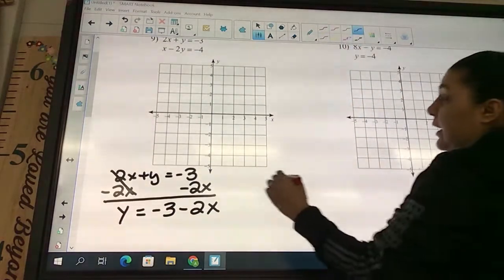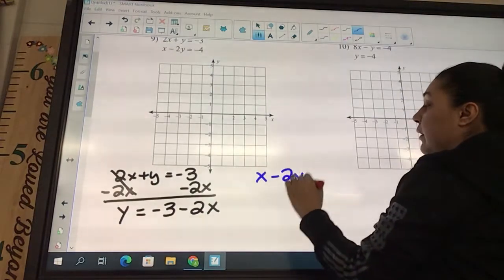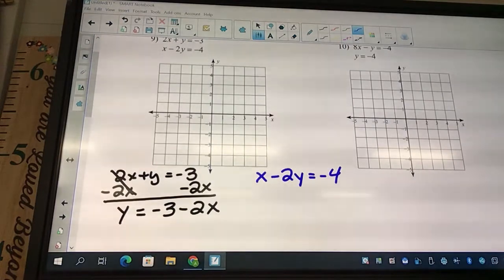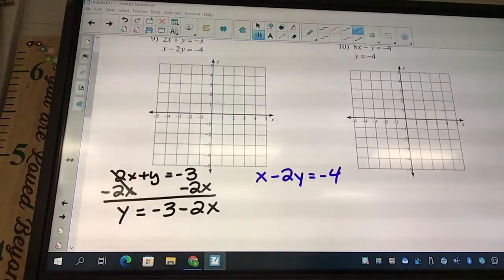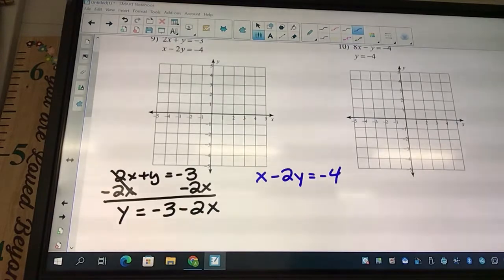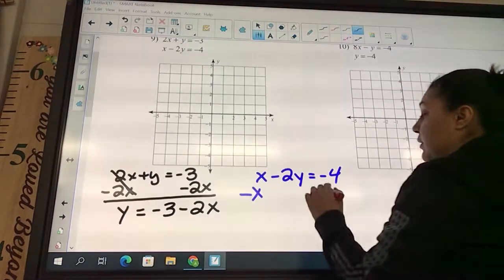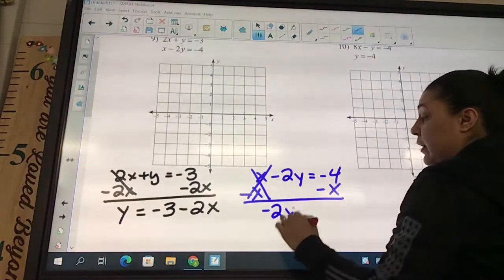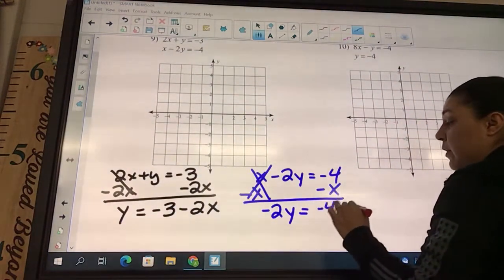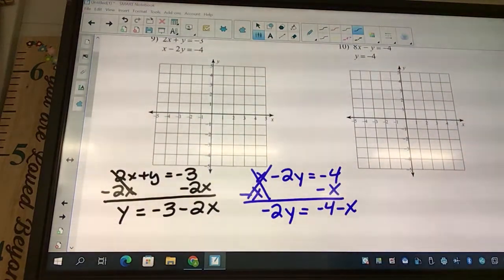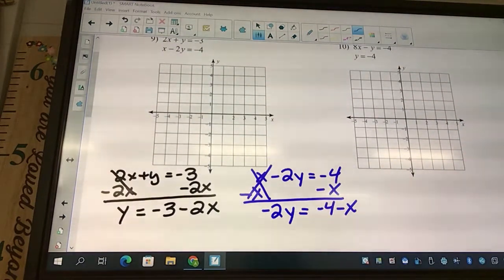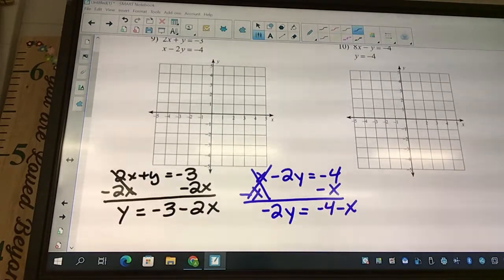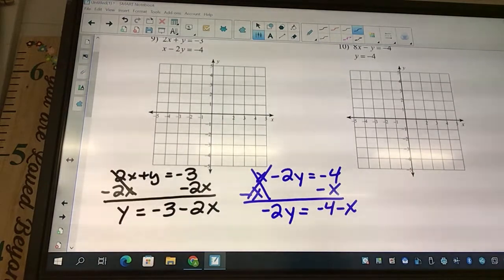Okay, the other line looks like x minus 2y equals -4. Okay, so do we add or subtract the x's? We're going to subtract. So you're going to say minus x minus x. So you get -2y equals -4 minus x. Is there a number next to the y? Yes. So then we need to take that number and you're going to divide everything by that number.